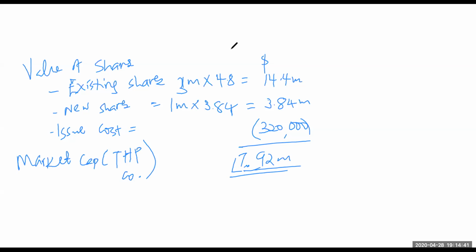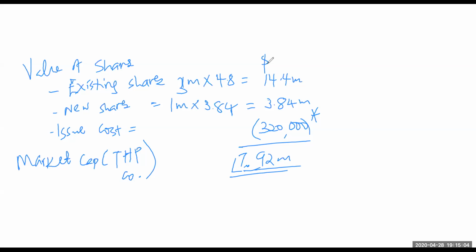Maybe the issue could be that you forgot to reduce the cost. That is what you have to be quite careful of in that particular question. So you forgot to reduce the 320,000. And that simply is how we get the market cap of THP company.